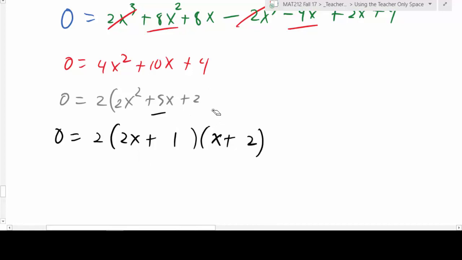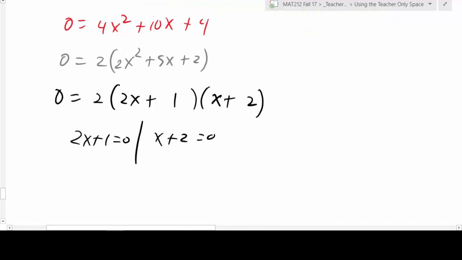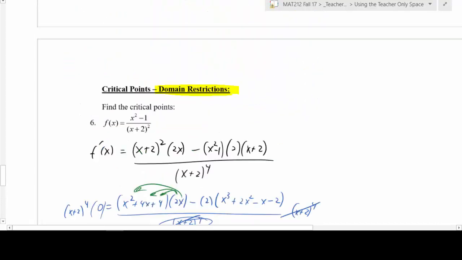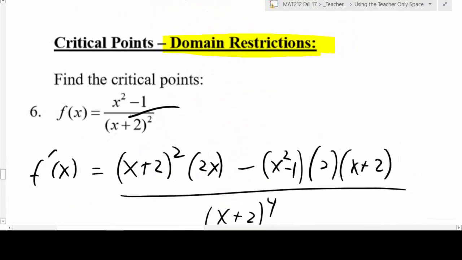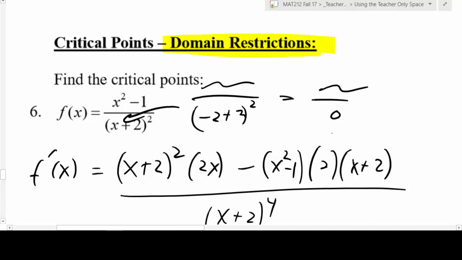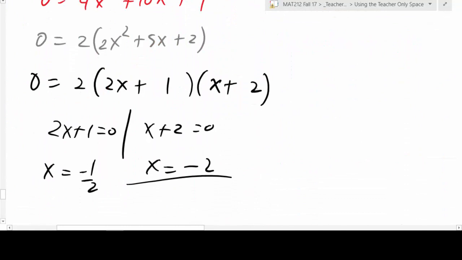Fantastic. All right. So now let's go ahead and set each factor equal to 0. And I'm obviously skipping the 2 because 2 can't equal 0. So this is going to give us what? x equals negative 1/2 and x equals negative 2. Don't forget to always go back and check your answers. If I take x equals negative 2 and substitute that back into the original problem, that would give me negative 2 plus 2 squared with stuff in the numerator, which gives me stuff in the numerator over 0. That's undefined. So therefore, this cannot be an answer, but it is a domain restriction.